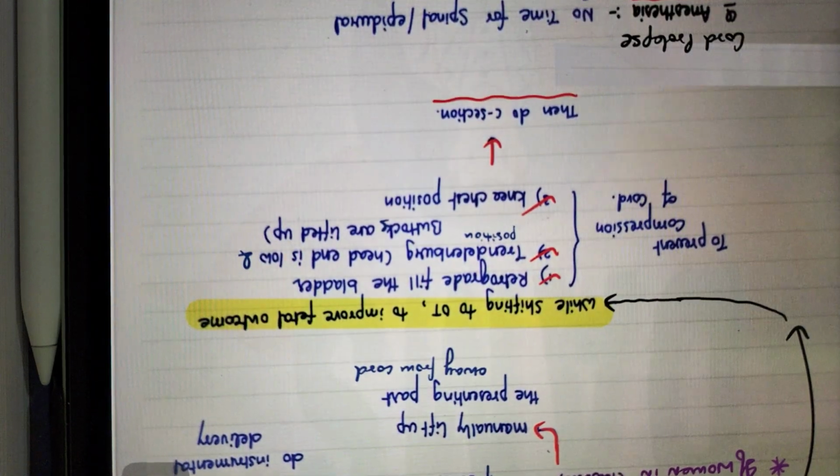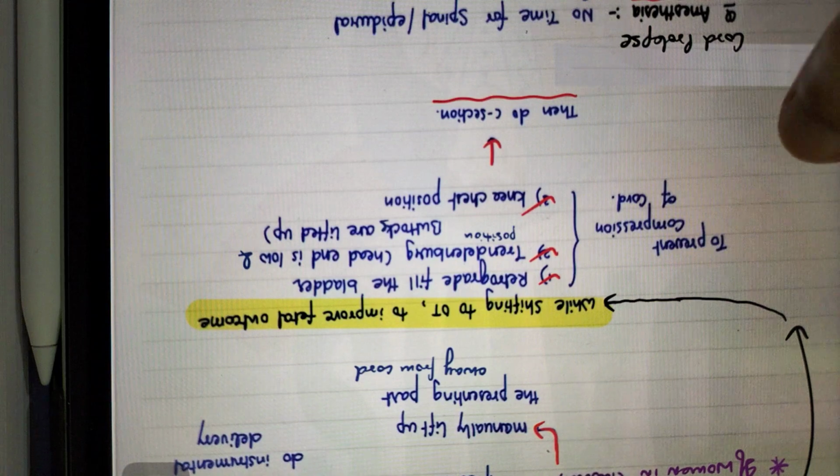Now, while shifting to the OT to improve fetal outcome, we should retrograde fill the bladder, put the patient in Trendelenburg position, that is, head end is low and buttocks are lifted up, knee chest position. These three maneuvers are to prevent compression of cord. Then we can do C-section.